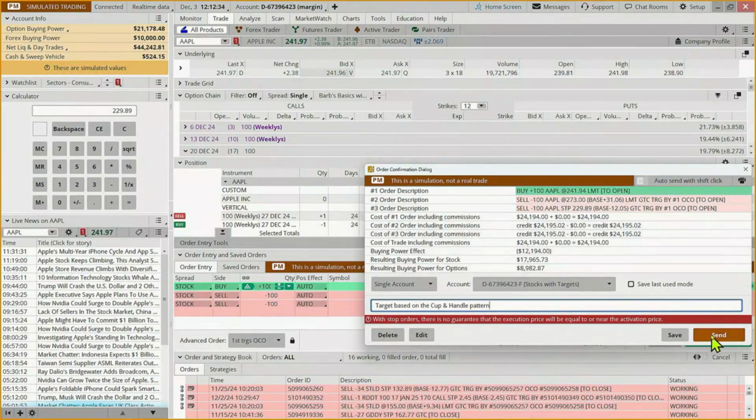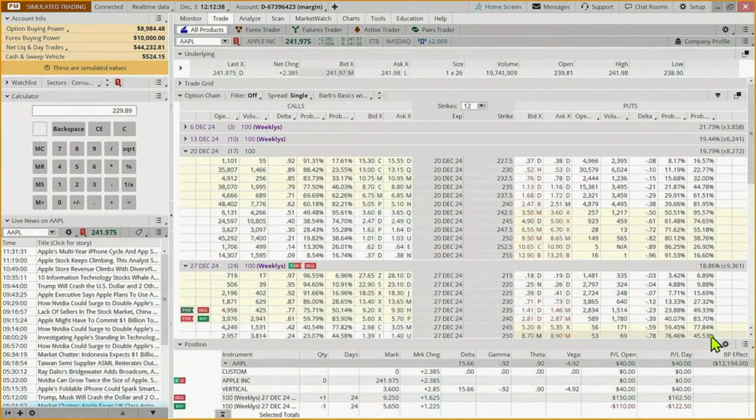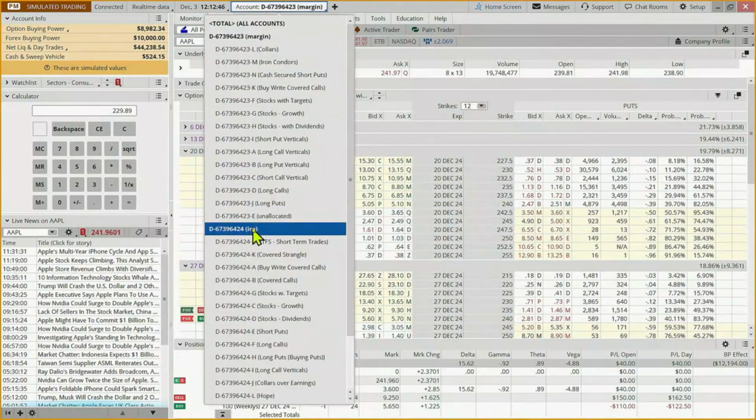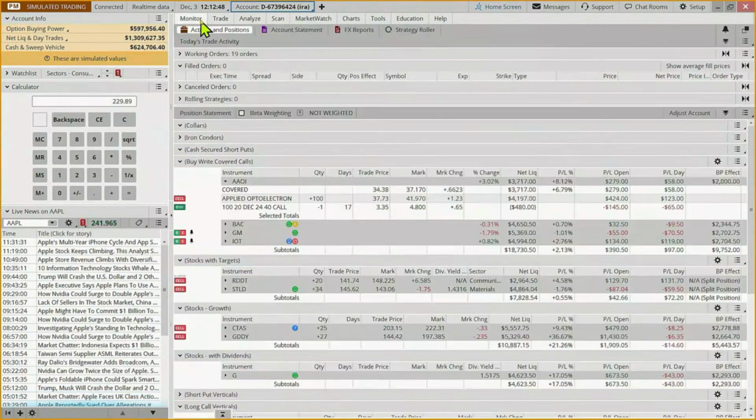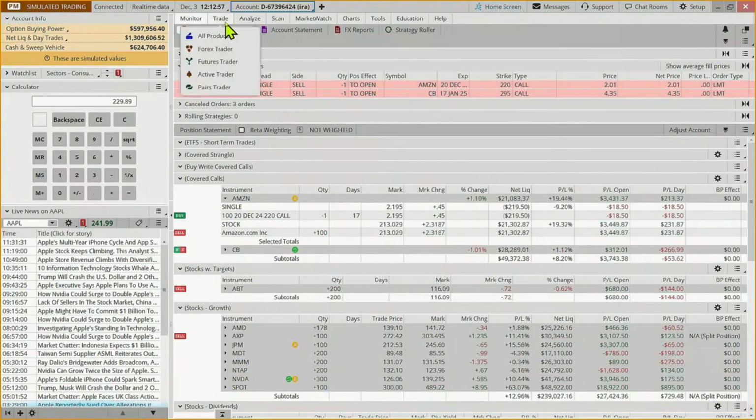Okay, so fire in the hole. Oh, you know what? Just a minute. I can't place that trade in this account. We only have $500 in it. Just a sec. Let me go to the other account. So monitor. Okay, so that trade won't go through. So we're going to practice and get to do it again.